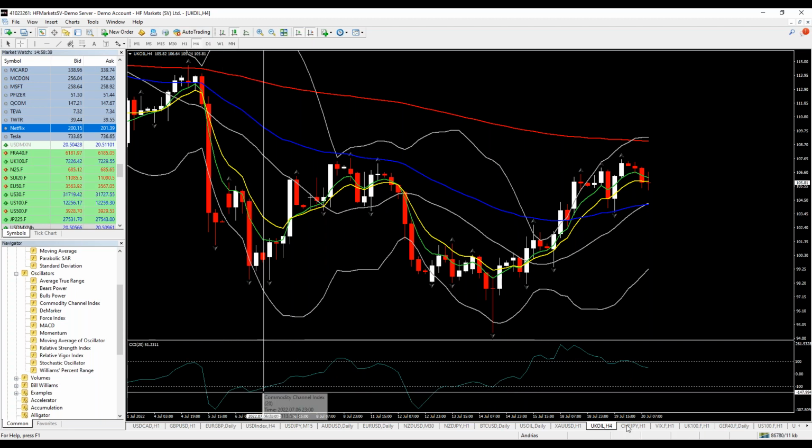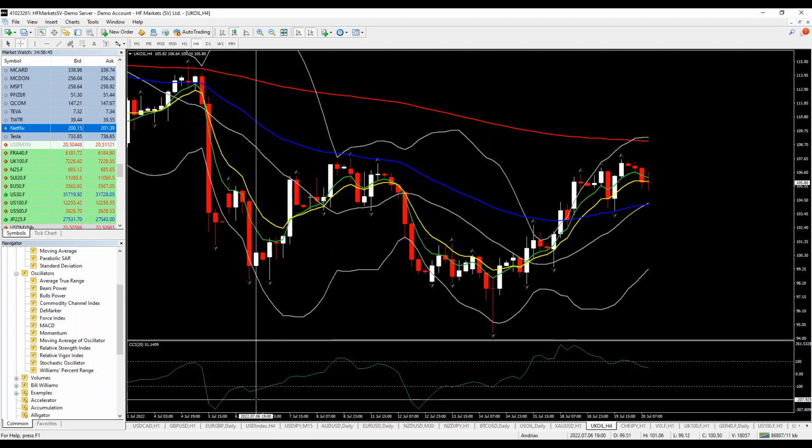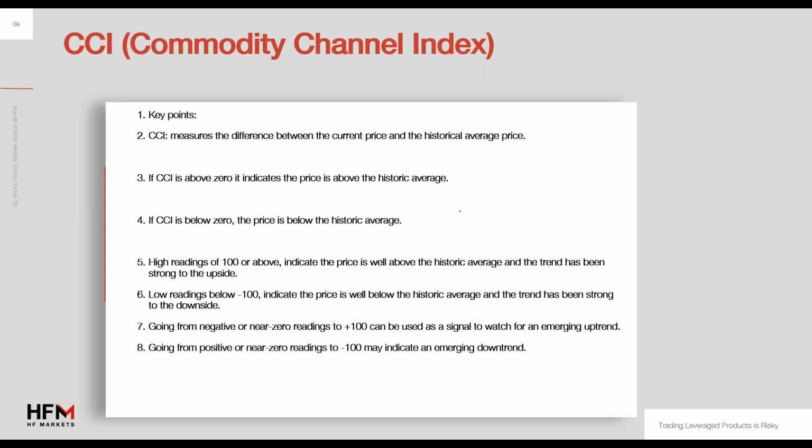Okay, it's still below 100. So cross up. Yeah, that's much better. So this CCI is like MACD. It has a zero line. So it's crossing above or below the zero line.